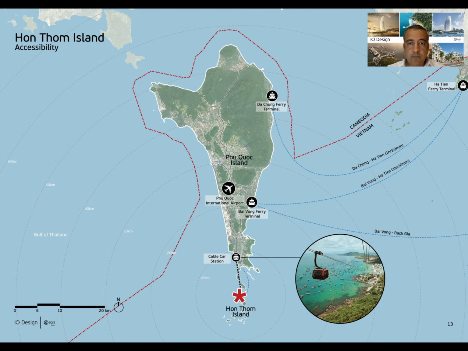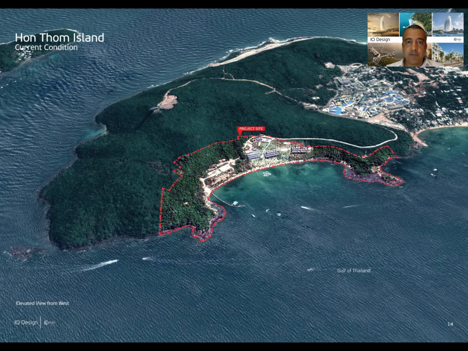This is an aerial picture of the site, of Hon Thom Island, and it shows the demarcation of the project site. At the moment, there are some developments already ongoing within the island. The areas built within our site are mainly related to the construction of the other sites within the island.